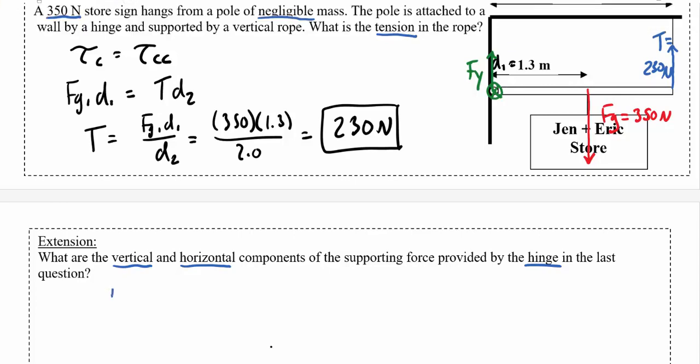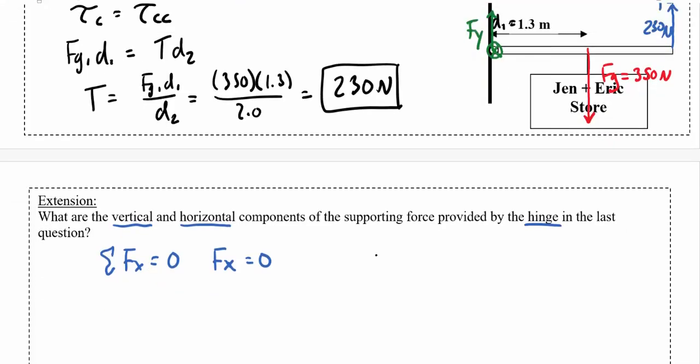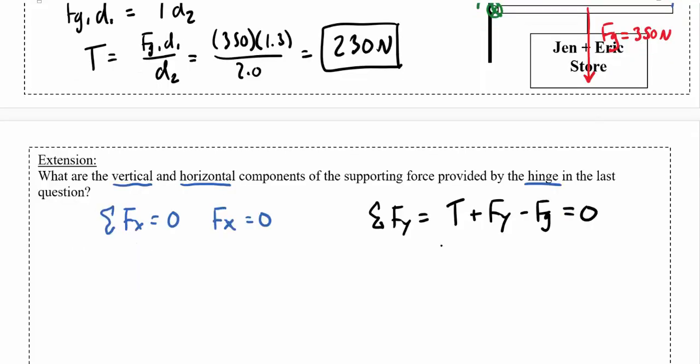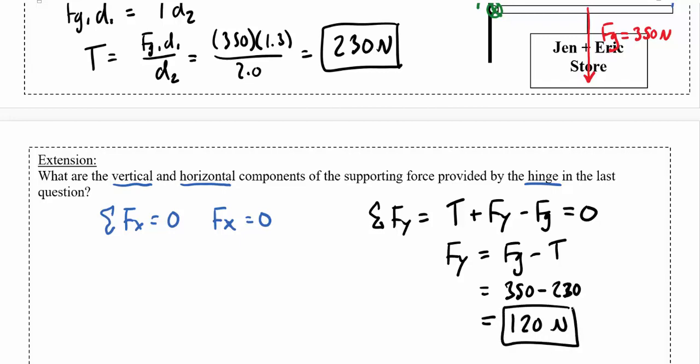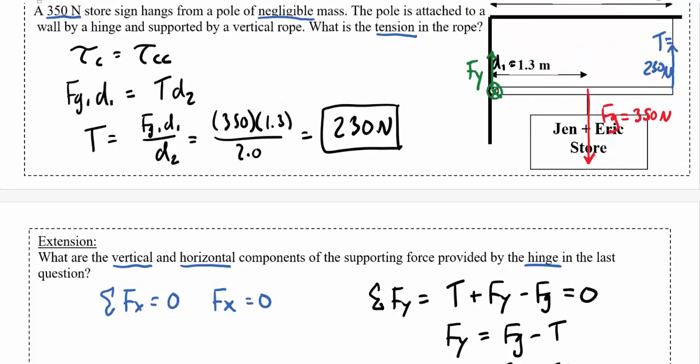So I could say, for example, that the sum of all of the X forces is 0. And so really Fx, the supporting force of the hinge, is 0. The hinge itself doesn't provide any force in the leftwards or rightwards direction. However, in the Y direction, the sum of all Y forces, which in this case would be the tension force upwards plus the Y supporting force upwards minus the force of gravity downwards, has to add up to 0. Which is just to say that the hinge has to provide the difference between the weight of the sign and the tension. So 350 minus 230 gives me 120 newtons. And so this hinge must be pulling upwards on the beam with 120 newtons of force.